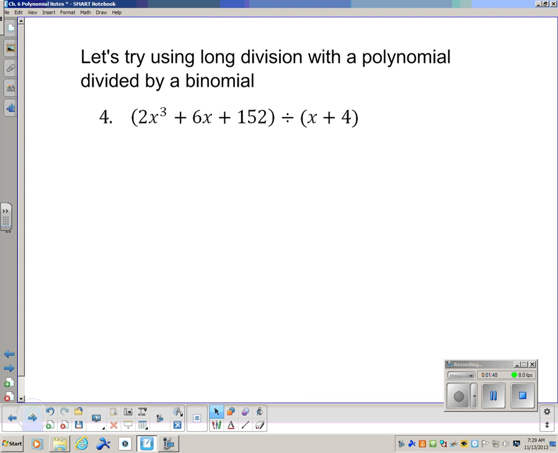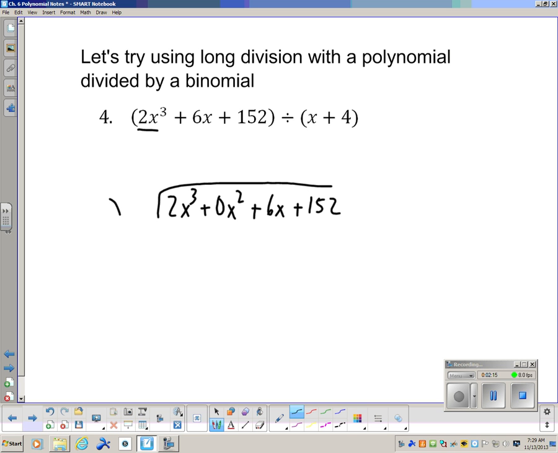All right. So kind of thinking through this same thing, except now we've got a polynomial divided by a binomial. When you're writing these out, you've got 2x to the third. And then I'm going to write down the next one. It's x squared is next, but there isn't one. So I'm going to put down 0x squared, putting in that holder spot. And then I've got x is next, so there's a 6x. And then my constant is last, 152. So I'm going to divide that by x plus 4.